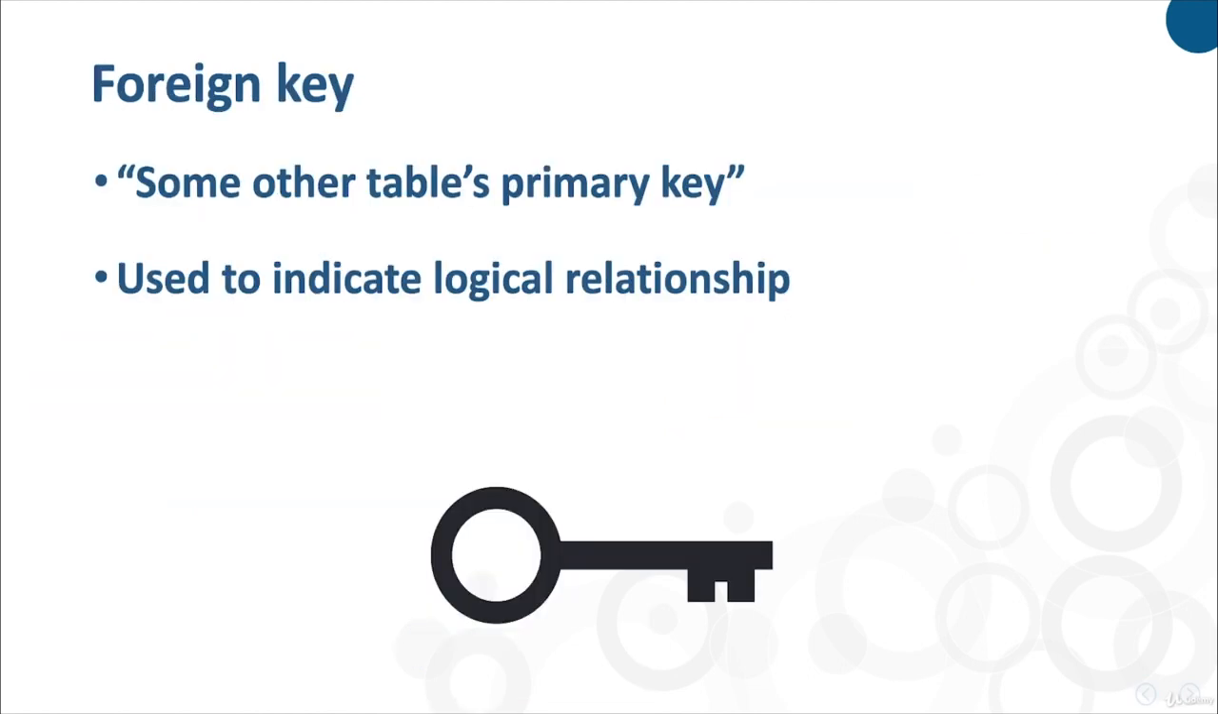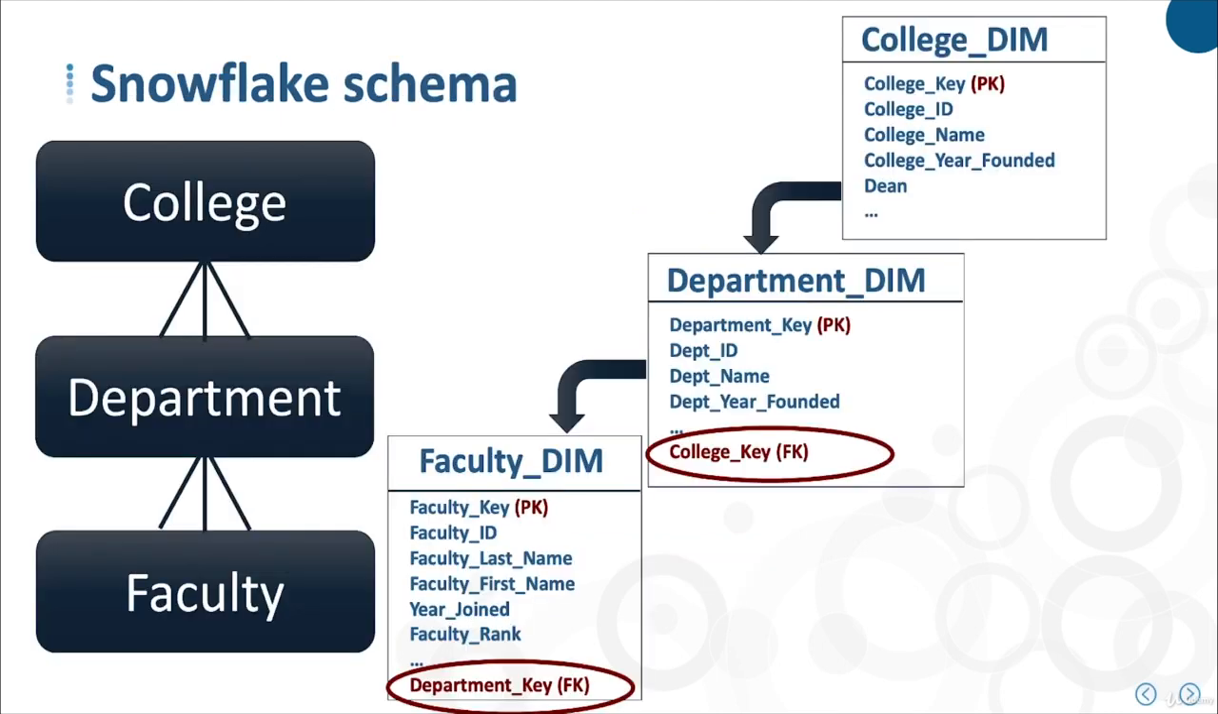Now, let's shift our discussion over to foreign keys, and remember that a foreign key is some other table's primary key, and we use it to officially designate some sort of a logical relationship between values and rows in one table versus another. Notice, let's go back to that same hierarchy. You notice in addition to the data about faculty in the faculty dimension table and department in the department dimension table, we've added a foreign key. So for any given row in the faculty dimension table, we will also have the department key.